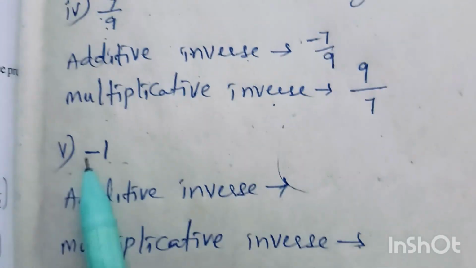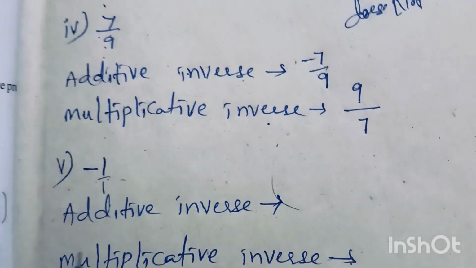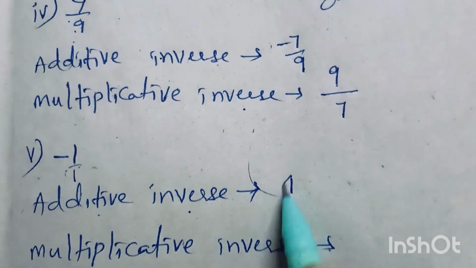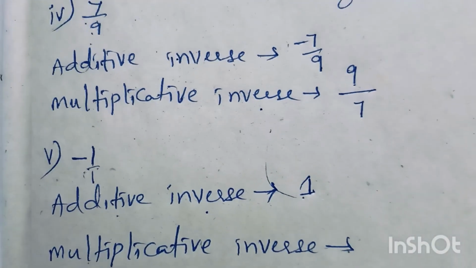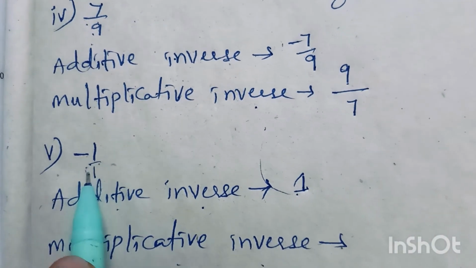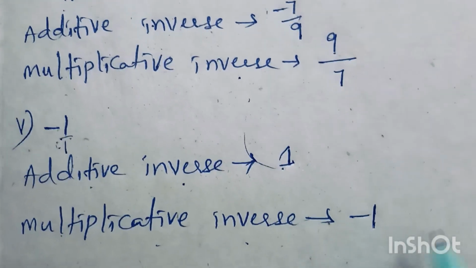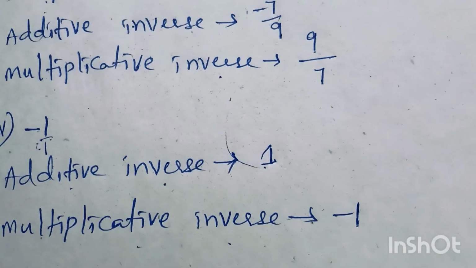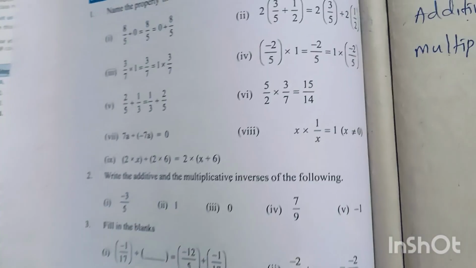Okay, and next, minus 1. If nothing is there, it means minus 1 by 1. The additive inverse of minus 1 is 1. It is a negative number, no? We have to write a positive number. The multiplicative inverse of minus 1 by 1 is minus 1 only. Minus 1 by 1 and minus 1 are both the same, no? So minus 1 only. These are the first and second bits that the textbook has given.